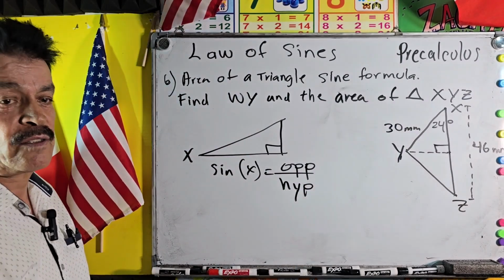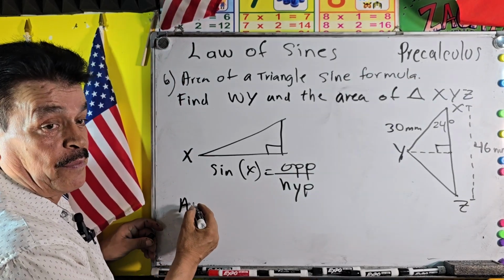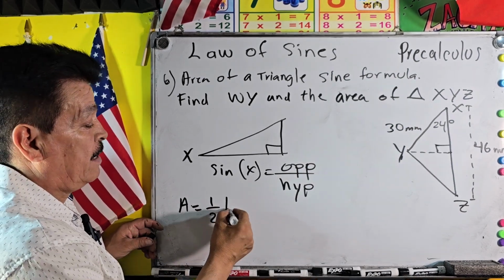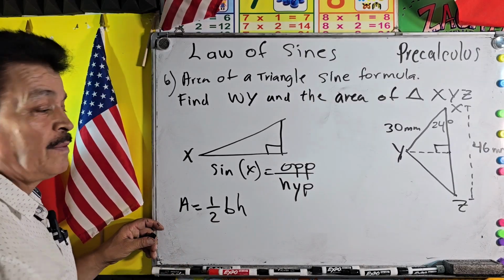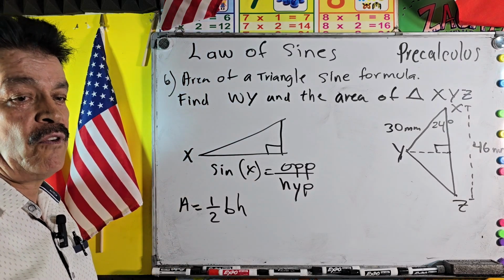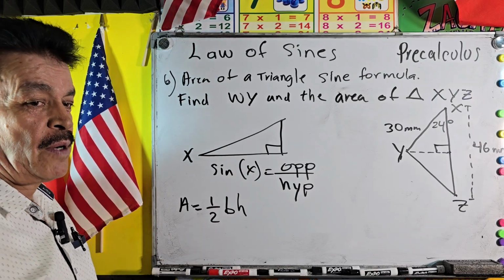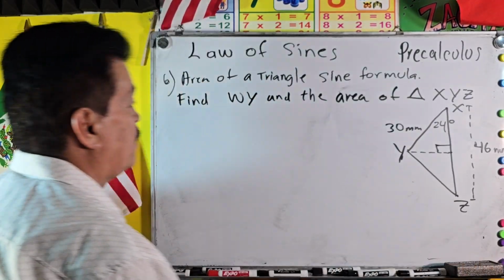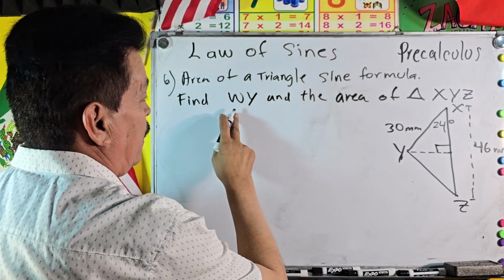That's the sine. Okay. So the area of the triangle is 1/2 the base times the height. Right? That's the formula, where b is the base and h is the height. So we have to solve that problem. Find the YW.